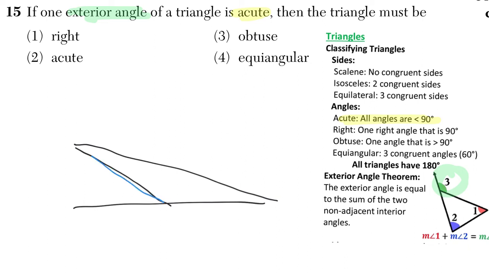So this is the exterior angle right here, less than 90 degrees, meaning that this angle right here, with which we've got a linear pair, is greater than 90 degrees. So how are we going to classify this triangle? It's an obtuse triangle because one angle is greater than 90 degrees. That's what we have. The correct answer is option number 3.